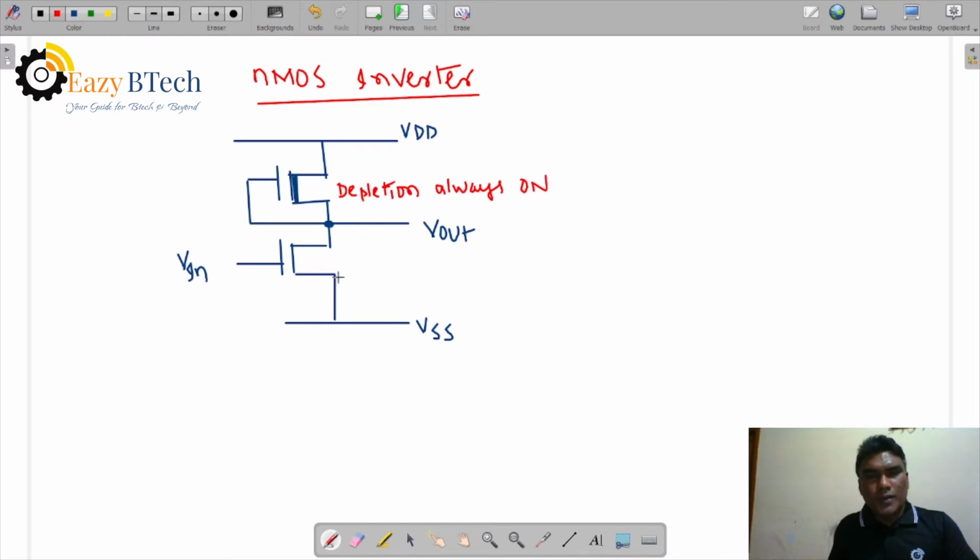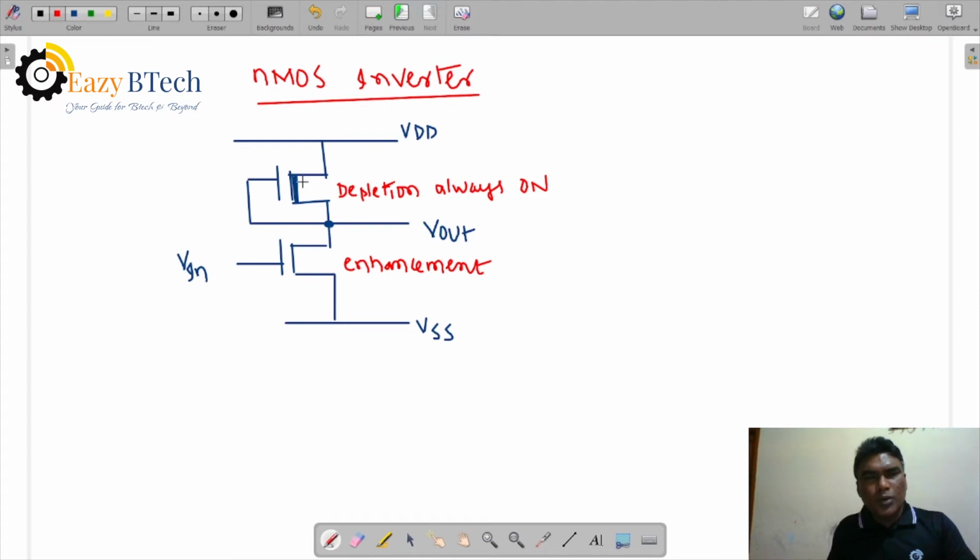So this one is an enhancement mode transistor. This is an NMOS enhancement mode transistor. There is no channel established from drain to source in an enhancement mode transistor. The channel is established by applying external voltage.